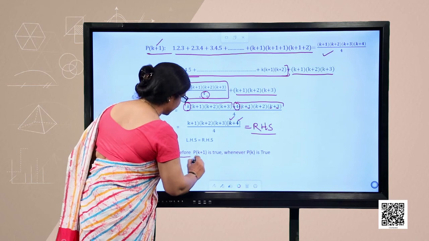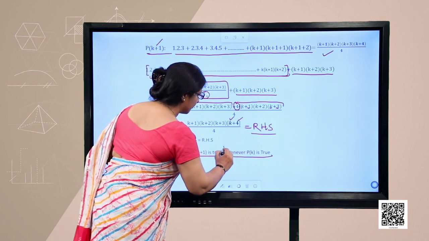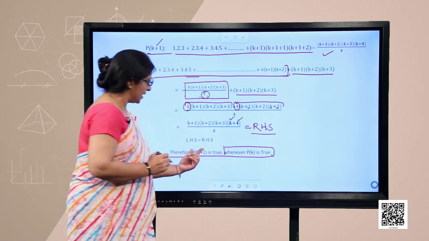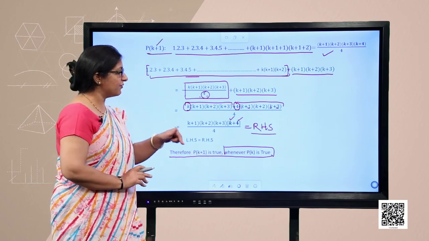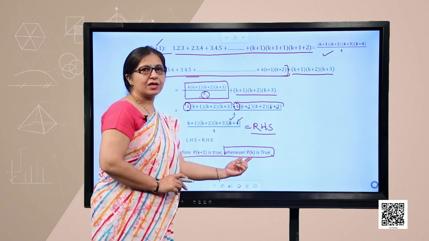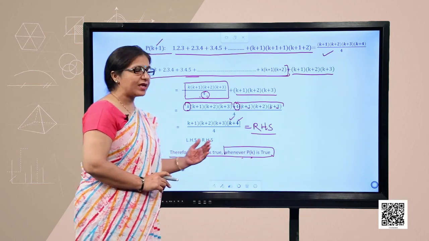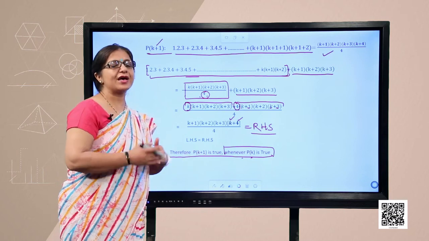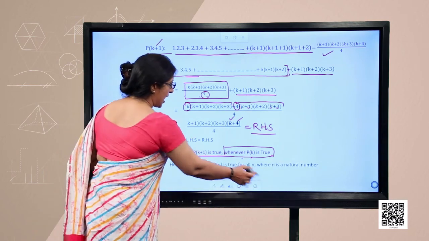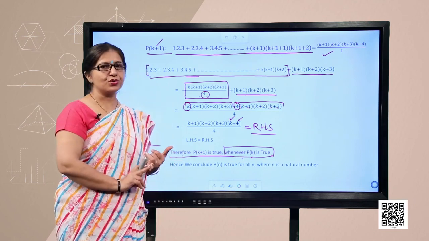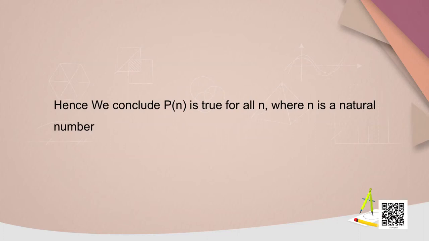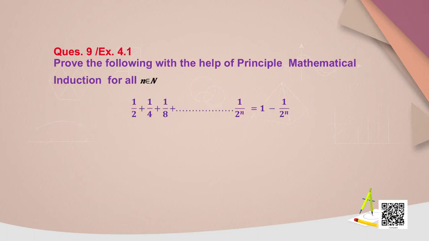Whenever we write this statement, you must have noticed we write whenever Pk is true. We are proving the truth of Pk plus 1 when we assume that Pk is true. If Pk is not true, we cannot prove that Pk plus 1 is true. So, when we have proved that Pk true implies Pk plus 1 true, now we can say that the statement Pn is true for all n, where n is a natural number. Now, we shall move to the next question.